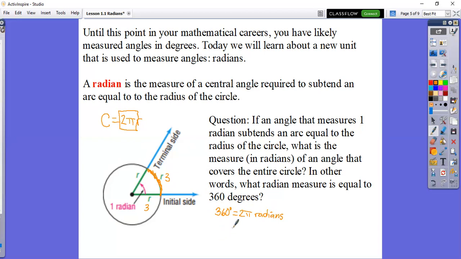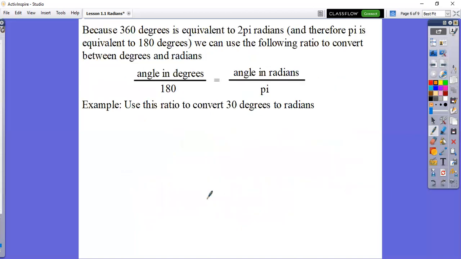So this is very helpful because it helps us convert back and forth between degrees and radians. And I could actually simplify this a little bit. Instead of saying 360 degrees, if this is 2 pi radians, then if I had pi radians, that would be 180 degrees. Basically, I just took this and divided by 2. So because of this fact, we can use this ratio to convert back and forth between degrees and radians. So we're going to use this to convert 30 degrees to radians.